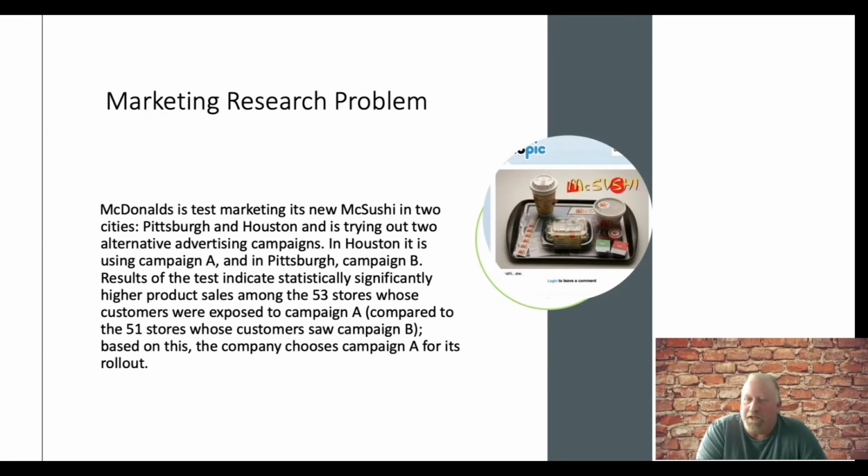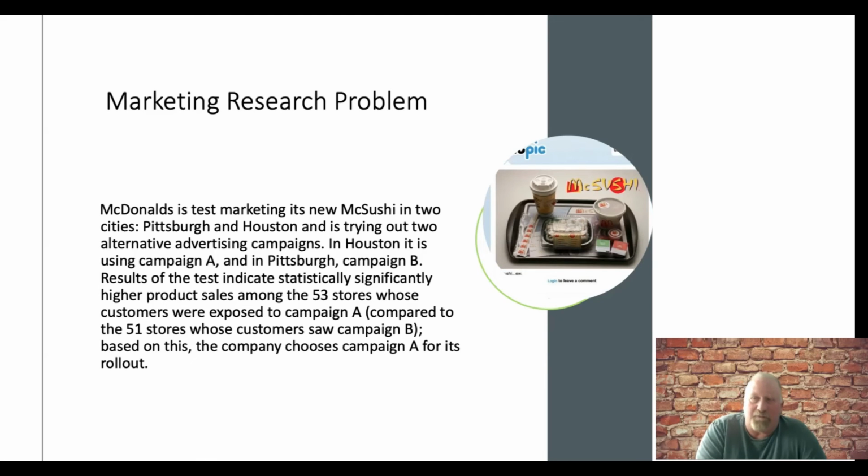So what does that mean? That means when they ran this campaign and they tracked the sales in Houston versus tracked the sales in Pittsburgh, they found that in Houston they sold a lot more McSushi than they sold in Pittsburgh. So the marketing managers conclude that maybe Campaign A is better than Campaign B. Maybe we should use the campaign that we launched in Houston.